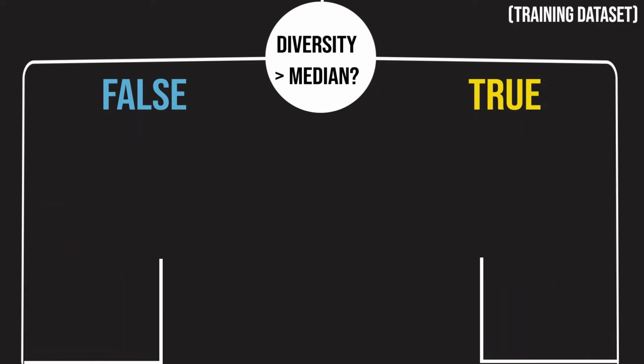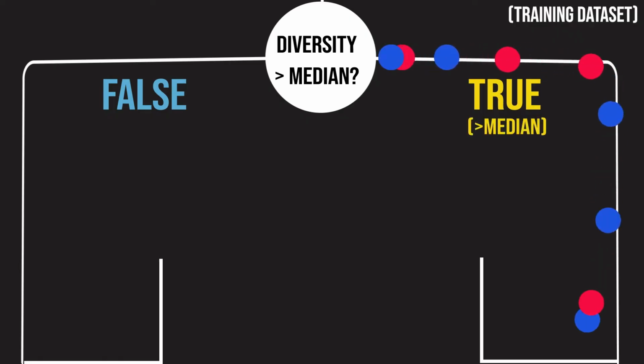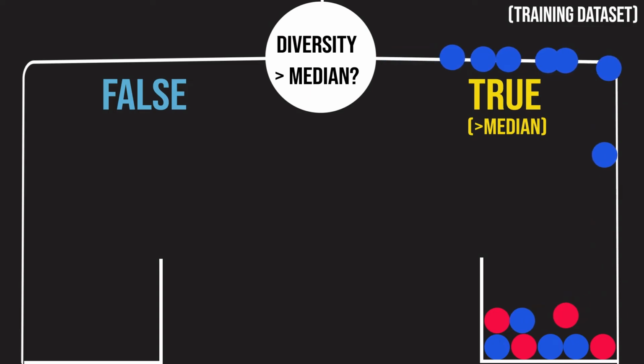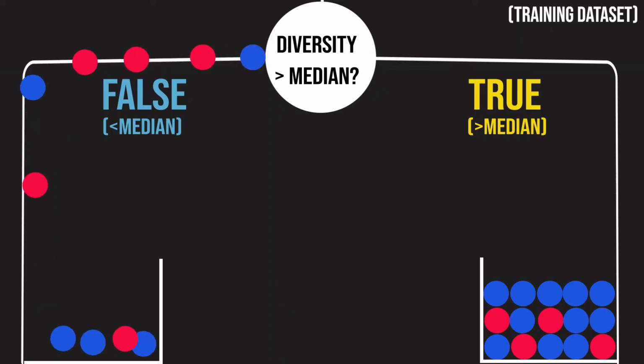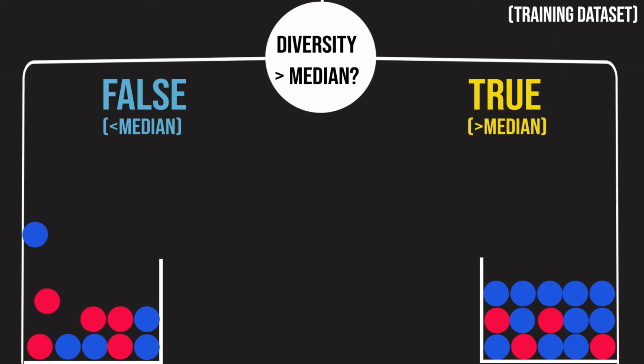When we split on racial diversity, we see that the true branch, which contains states with diversity above the median, has mostly blue states. The false branch, or states with diversity below the median, has an almost equal number of red and blue states. This means that knowing that a state is not diverse does not meaningfully indicate political leaning.